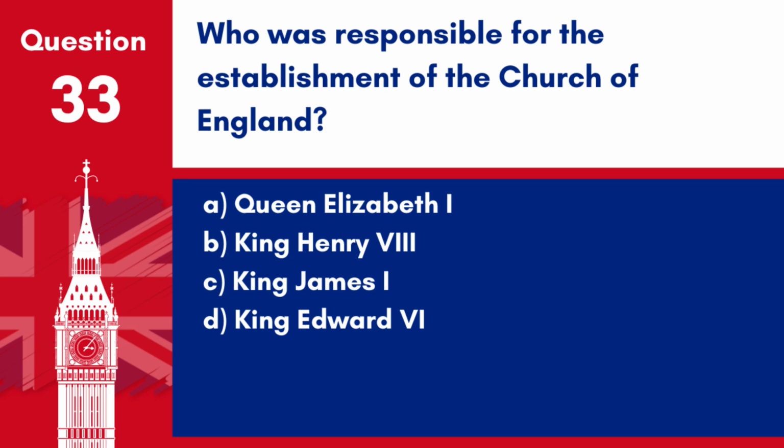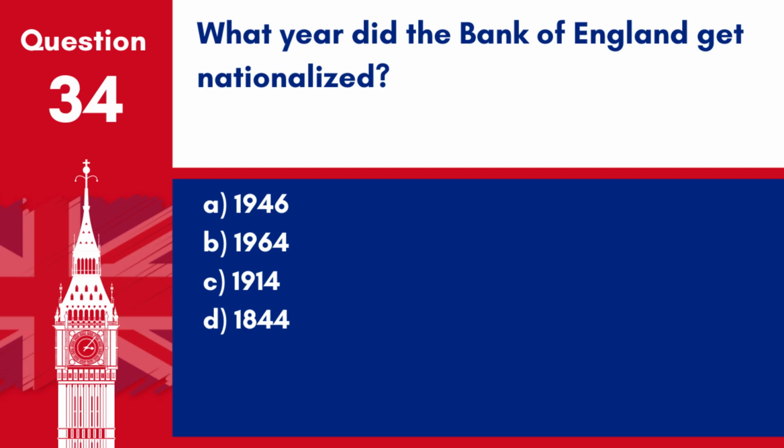Question 33. Who was responsible for the establishment of the Church of England? A. Queen Elizabeth I. B. King Henry VIII. C. King James I. D. King Edward VI. Answer: B. King Henry VIII. King Henry VIII was responsible for the establishment of the Church of England in 1534 after his split from the Catholic Church.